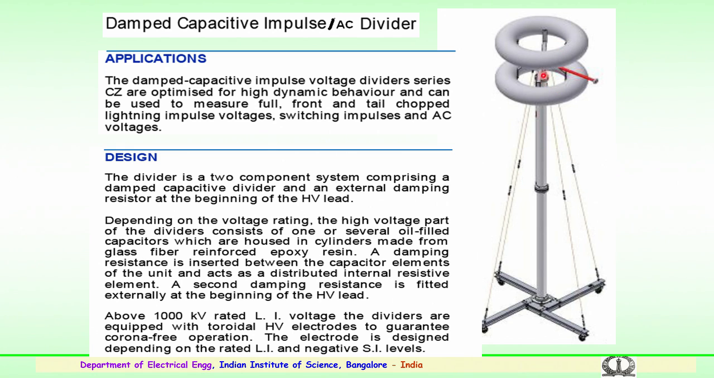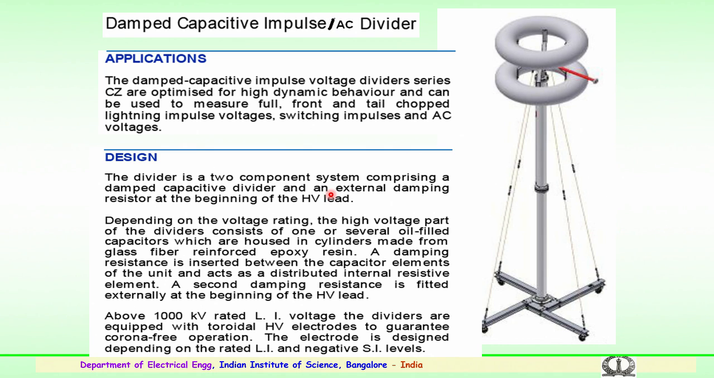Again, there are corona control rings at very high voltages. The corona could be seen at the metallic ends of the capacitor units which are used for the divider. So, this has to be properly shielded for the measurement, so the corona control rings are used. The design basically consists of two components as shown here, comprising a damped capacitive divider and an external damping resistor in the beginning. So, that is very important.